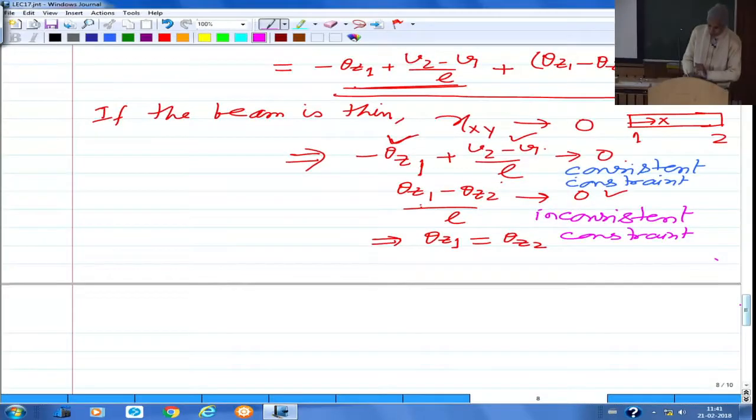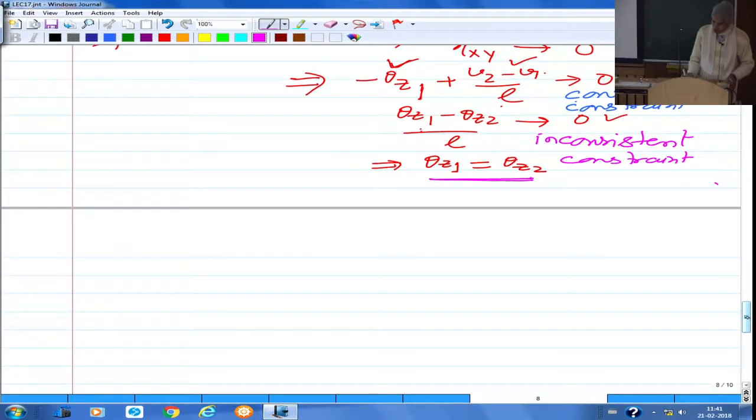And what is the meaning of this? This tells you theta z1 is equal to theta z2. So what it tells you is that when you are using the Timoshenko beam finite element for modeling thin beam problems, within the element the rotation must be constant. Once this constraint is there, now let us look at a simple problem.